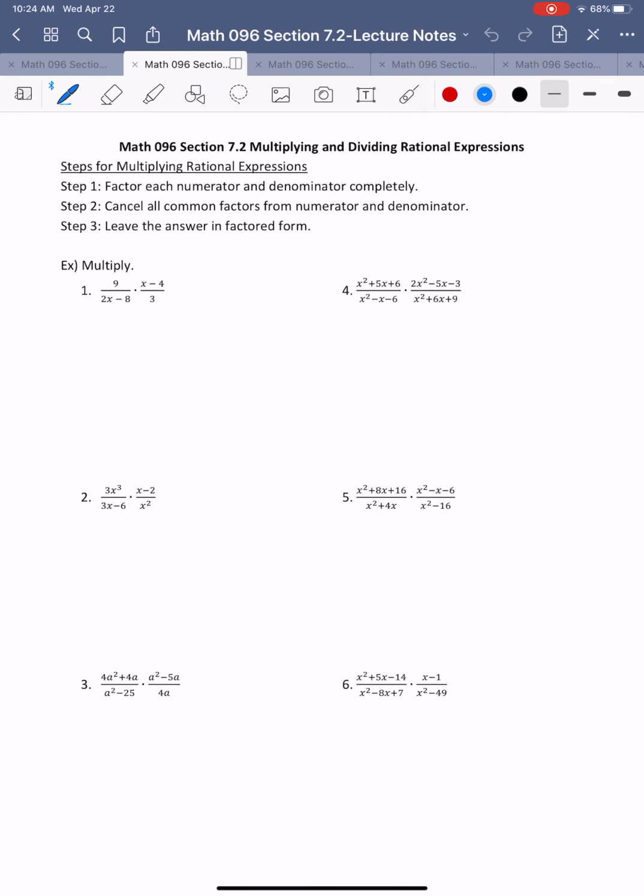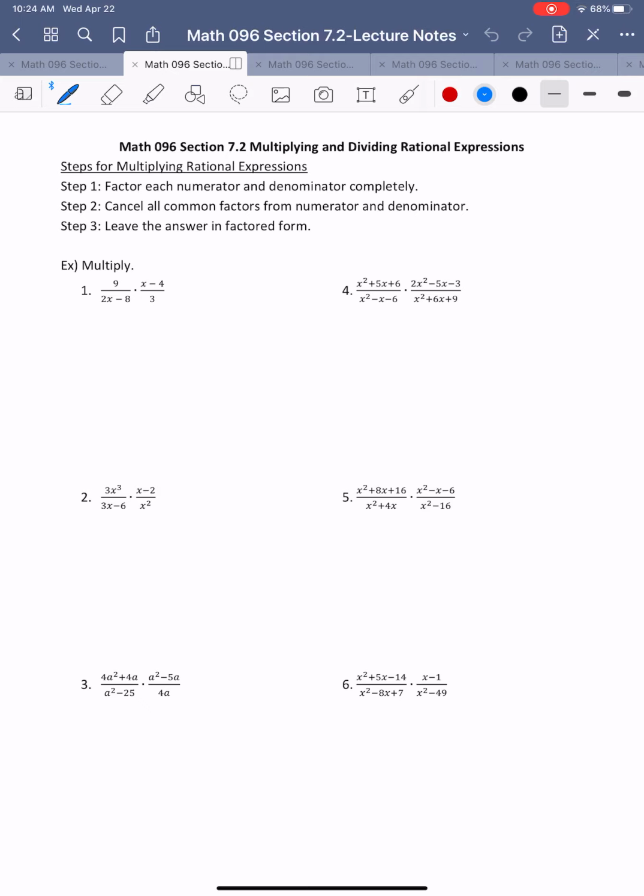Hello class, this is section 7.2, multiplying and dividing rational expressions. When you multiply and divide rational expressions, we have to think of it as multiplying or dividing fractions, because a rational expression is another way of writing a fraction, but one which includes a variable, which is like a letter.